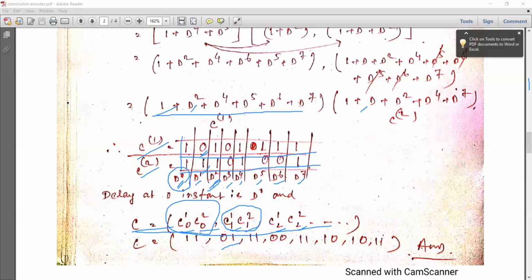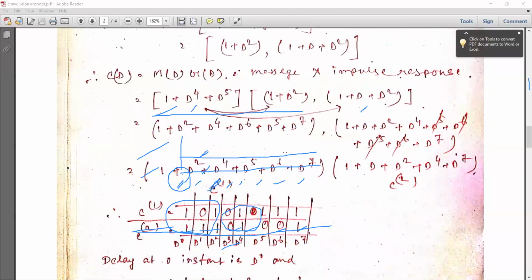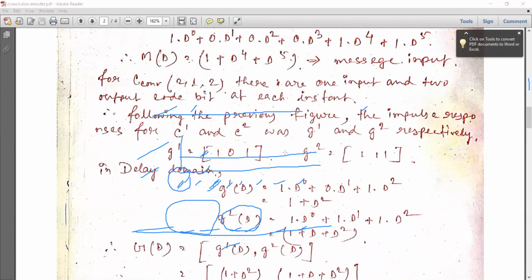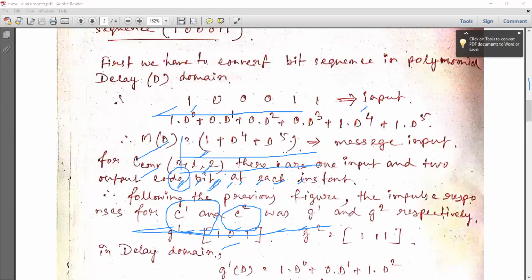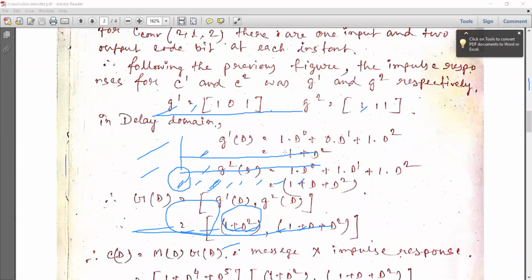So in this way, we have to write the final encoded convolutional code, or output, side by side. So this is 1, 1, 0, 1, 1, 1, 0, 0, 1, 1, 1, 0, 1, 0, 1, 1. So this is your final answer. This is the procedure by which you can generate the convolutional coded bits.